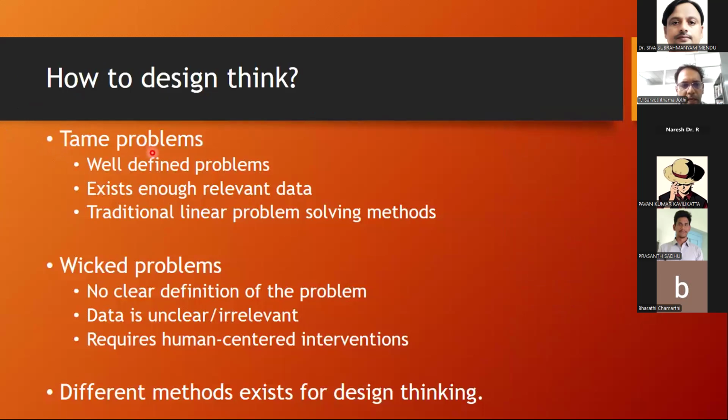There are tame problems, where the problems are well defined, and we can get the relevant data and solve the problems directly. But in many cases, the problems are not direct. They are not clear. They have irrelevant information, incorrect information, unclear information. Human interventions are involved.